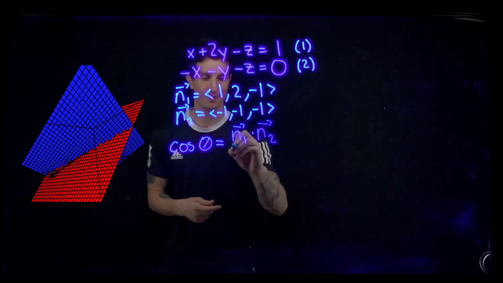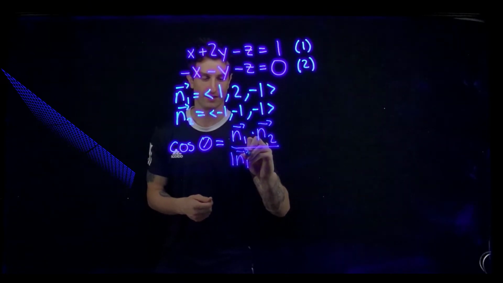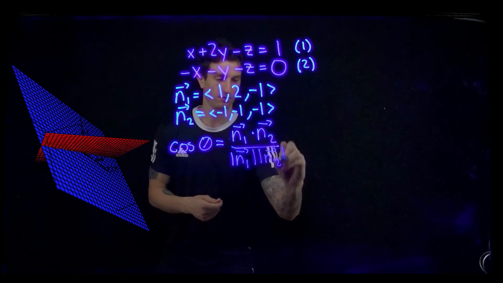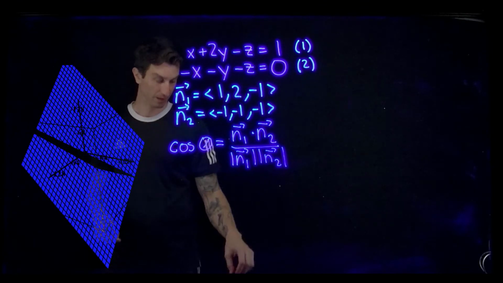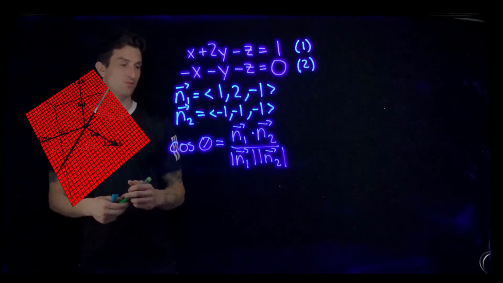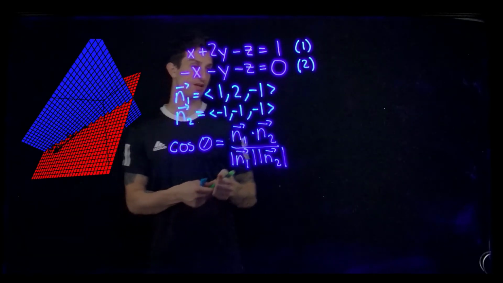Divided by the magnitude of these normal vectors. Perfect. I'll give you a second to copy down. Right, so now we just have to compute this. Let's see what we get. Well, the dot product, let's write this over here. We'll break it up into pieces.